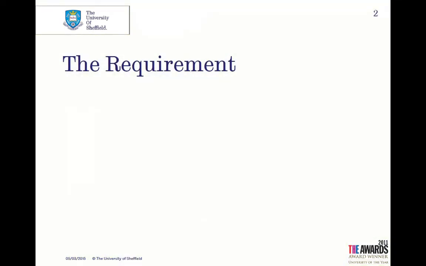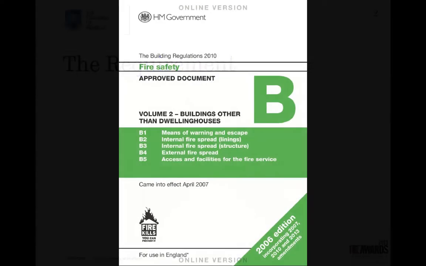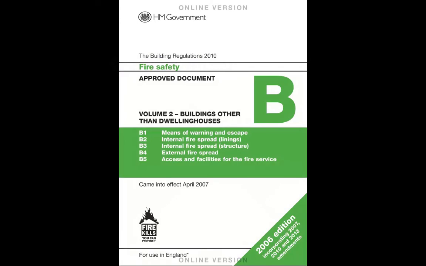Okay, so the requirement. This is what the building regs look like. You can download it. The link is in here in the lecture. Building regulations in the UK apply to all development. So pretty much if you're building anything, building regulations apply. Okay. And we'll go into a bit more detail, but Part B is the part of the regulations that are concerned with fire safety.